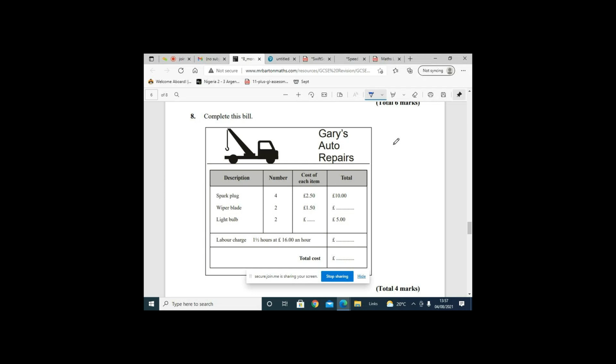So, labor charge is what? 1.5 hours at 16 pounds per hour. So you just need to multiply 1.5 times 16. 24. So we have, sorry, 3. No, sorry, 10.